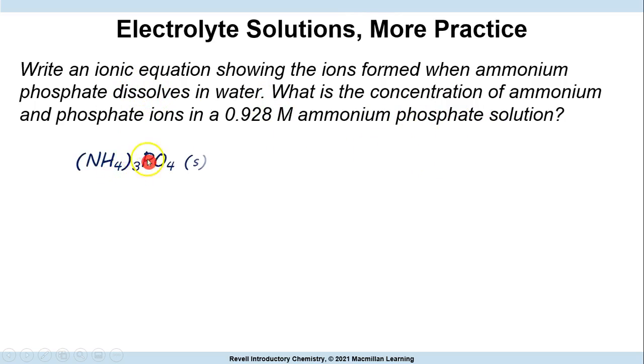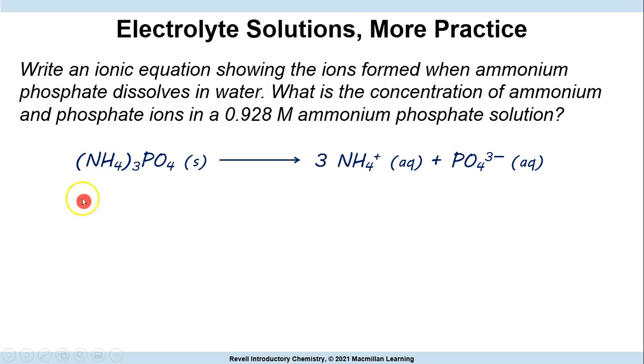So the formula of ammonium phosphate is (NH4)3PO4, because the phosphate is 3 minus and the ammonium is plus 1. So when it dissociates in water, we are going to have 3 ammonium ions and 1 phosphate ion. So what is the concentration of the ammonium and the phosphate ions in a 0.928 molar ammonium phosphate? So we see here that 1 molar ammonium phosphate contains 3 molar ammonium ions and 1 molar phosphate ions.